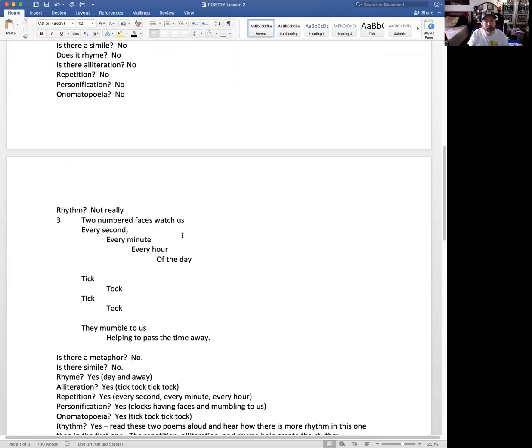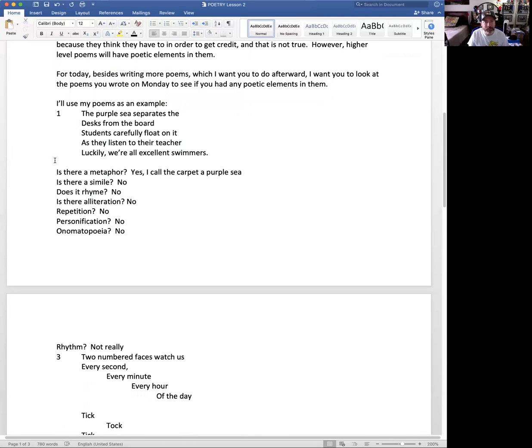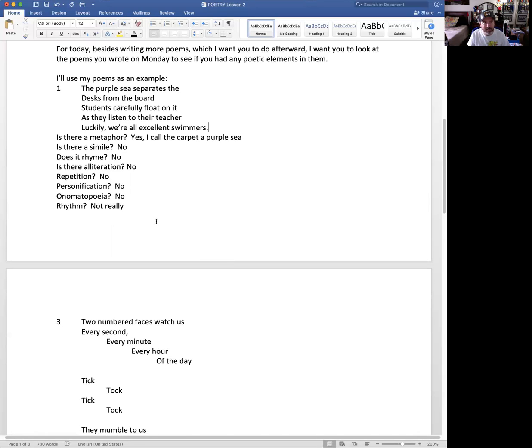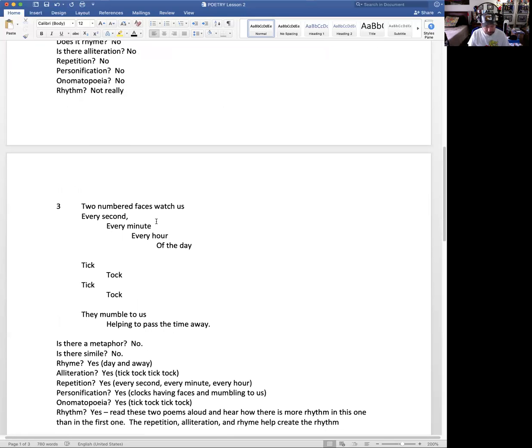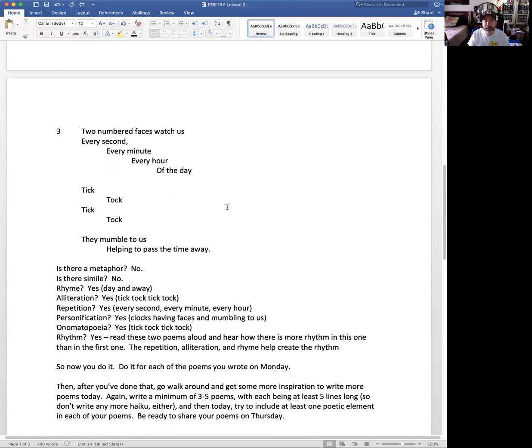Let's try this one. Oh, sorry. I thought rhythm would have been on that other page. Let me see if I can. There, something like that. So now let's look at this one. Do you remember this one that I wrote?